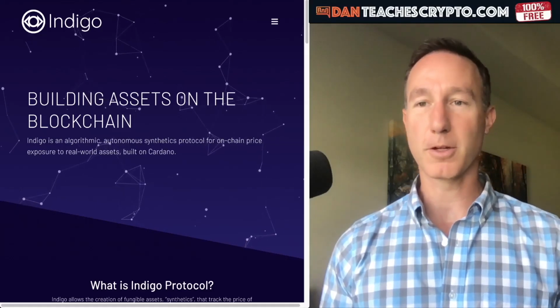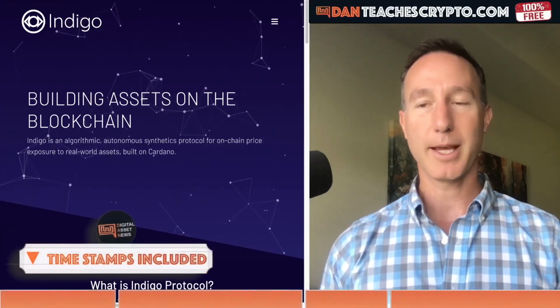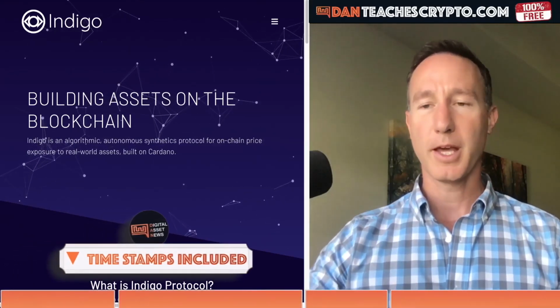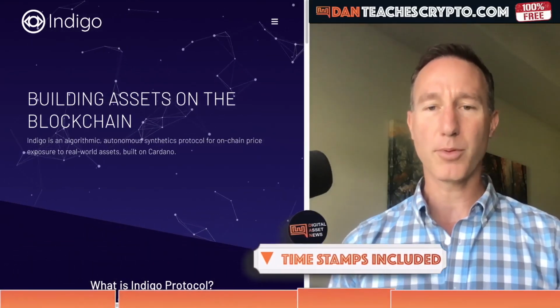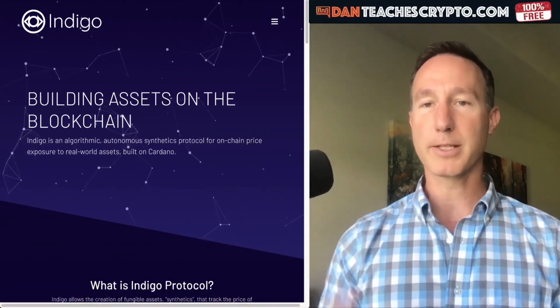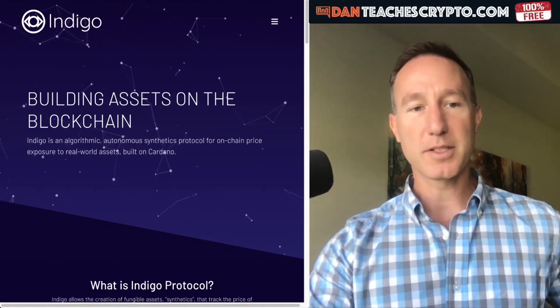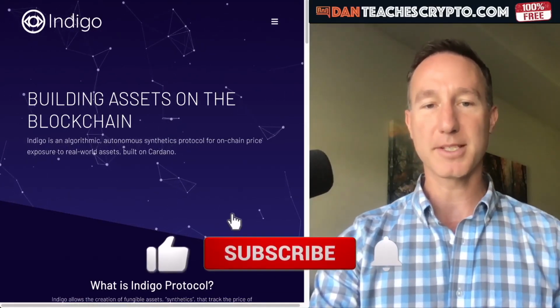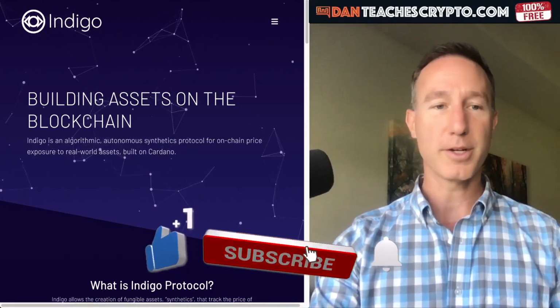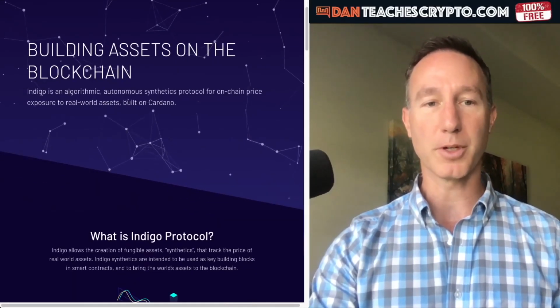Find different projects that are on the Cardano blockchain or being built on the Cardano blockchain, we take a look at Indigo protocol. This is a pretty interesting project, and it's all about synthetic assets. So real quick, let's just break it down and see exactly what this is. Indigo is an algorithmic autonomous synthetics protocol for on-chain price exposure to real-world assets built on Cardano.